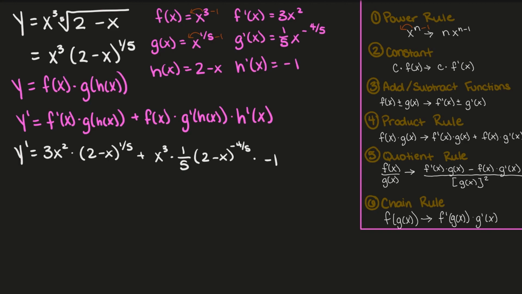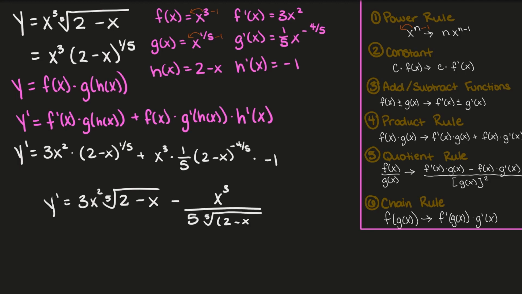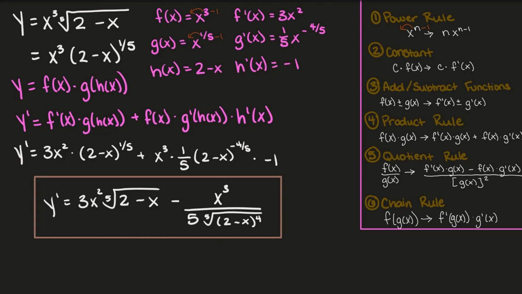So we can simplify this, and we can write this as y prime equals 3x squared times the 5th root of 2 minus x minus, because we've got that -1 that we're multiplying, x to the third over 5 times the 5th root of 2 minus x to the 4th power. So we can rewrite that 4/5 as 2 minus x to the 4th power, all of that under the 5th root. And because it's negative, it ends up in our denominator. So this is our derivative.